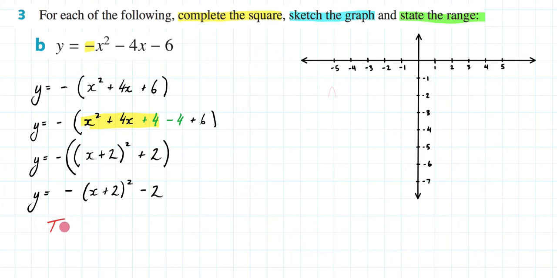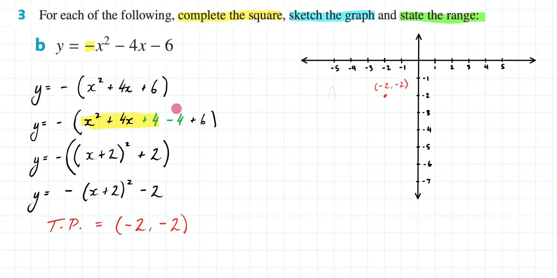So now that we have this, it's going to be far easier for us to sketch because we can figure out what my turning point is. My turning point is going to be, if it's plus 2, it's going to be negative 2. And then if this is negative 2, we just keep it as negative 2. So my turning point is going to be negative 2, negative 2. And it's always important that we label things. So it's going to be negative 2, negative 2.